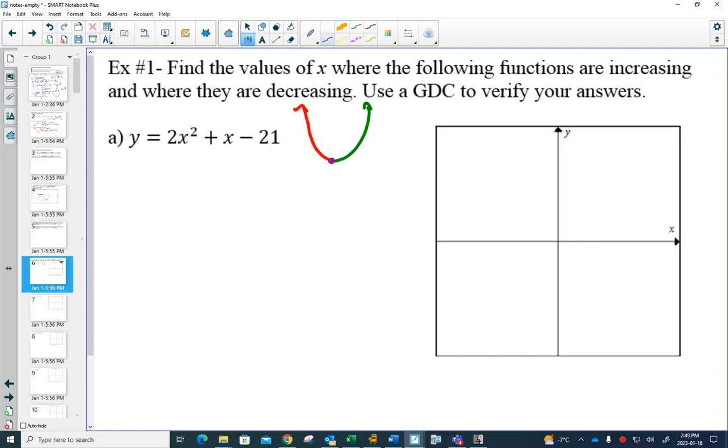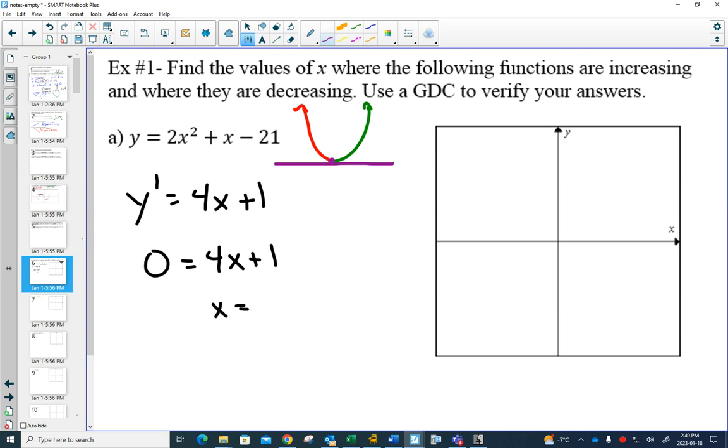We find the derivative. Super easy. 4x plus 1. We need to find out where that derivative, the slope, is 0, because that is where the vertex will be. I can just set the derivative equal to 0 and say, oh, that is going to happen when x is negative 1/4. So now I imagine a number line with negative 1/4.